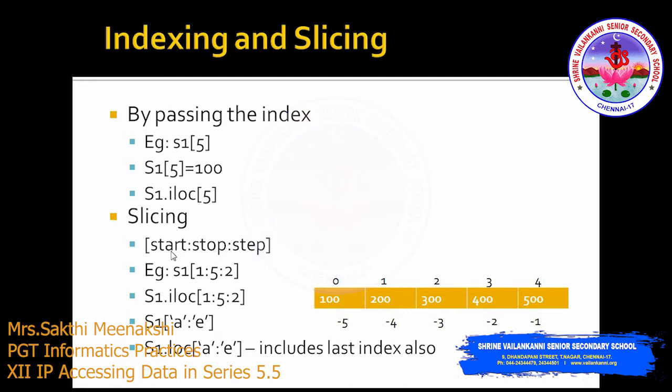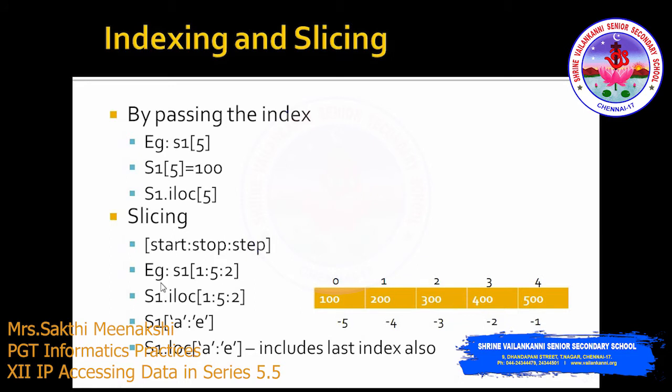If the start value is not given, then 0 is considered, that is the starting position. If the stop value is not given, then it is the length of the particular series, the number of elements, that is the last index. And the step value by default is 1, it moves one step forward.